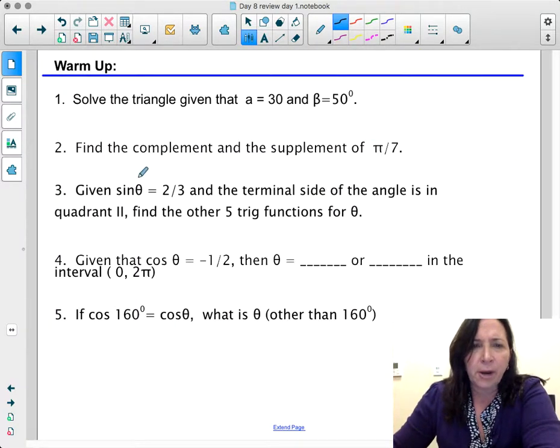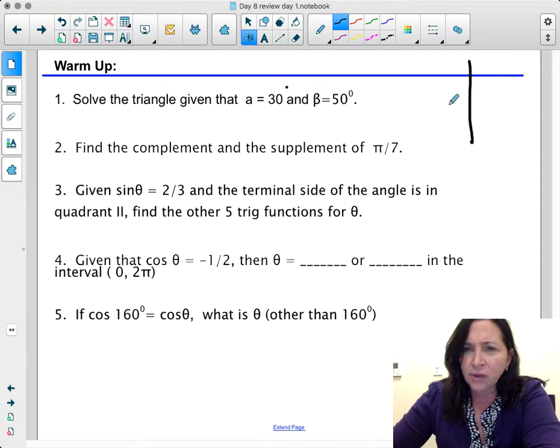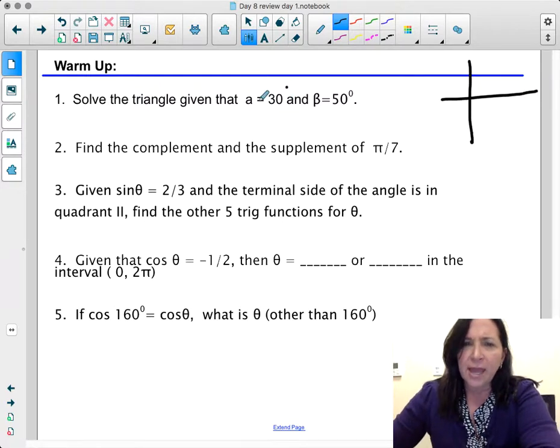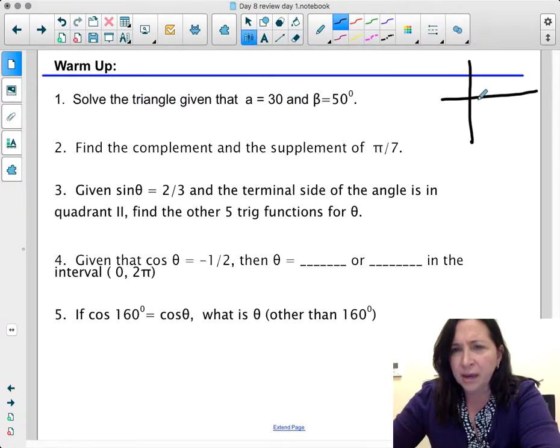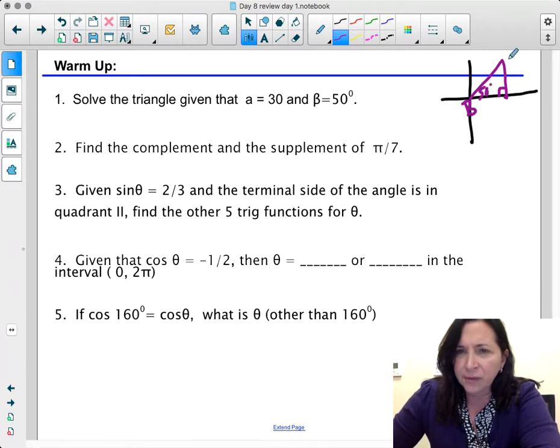So this problem right here says, solve the triangle given that A is equal to 30 and B is equal to 50 degrees. So A is equal to 30, not degrees, but just the number 30, and that's a length. And B, beta, is 50. So what we're going to do is draw my little graph here. I'm going to say this is beta, this is B, and that's going to be 50 degrees. I'm going to call this A. We know that's now 40, and we'll call that C.